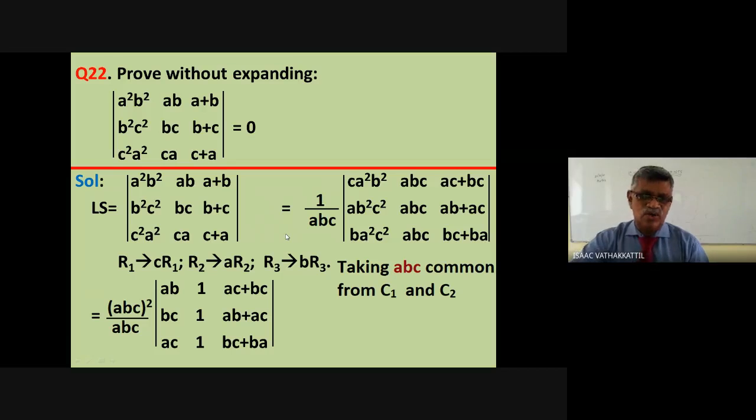I want to show it is 0. Can some of you suggest a step here? How can you show this determinant is 0? Please, I want to hear from you. Will you please respond? How will we show this determinant is 0?